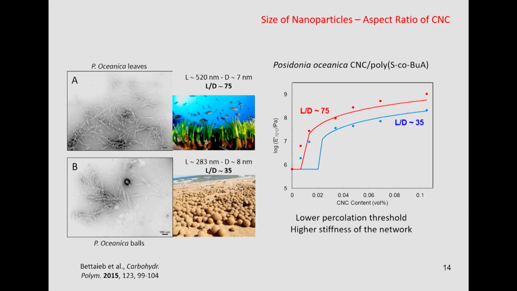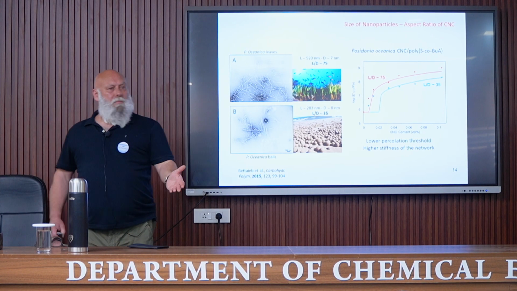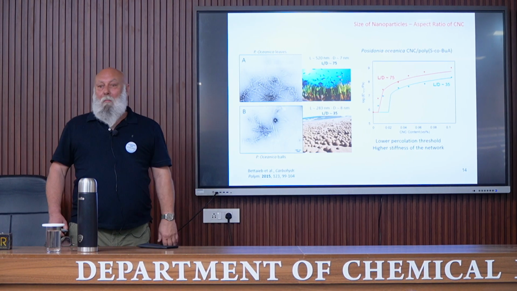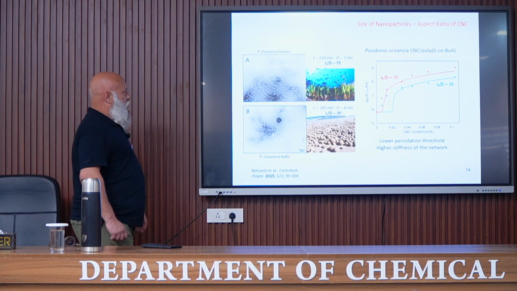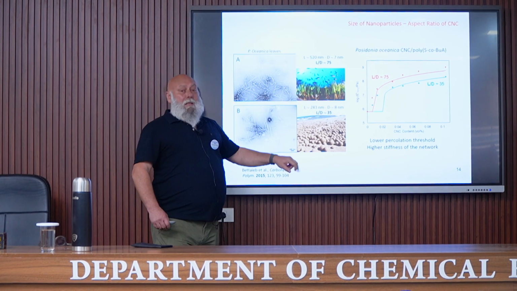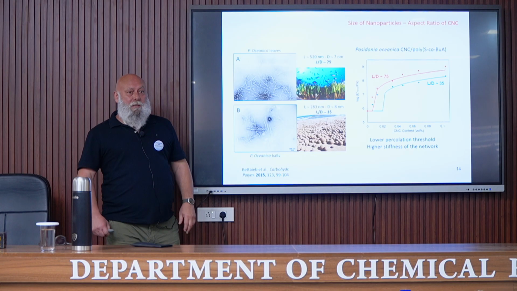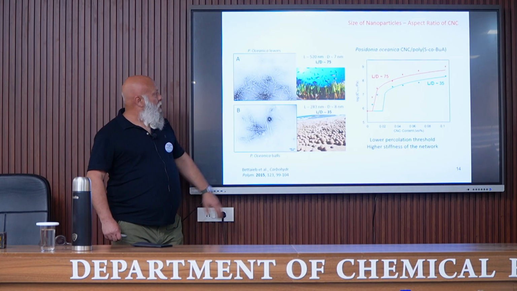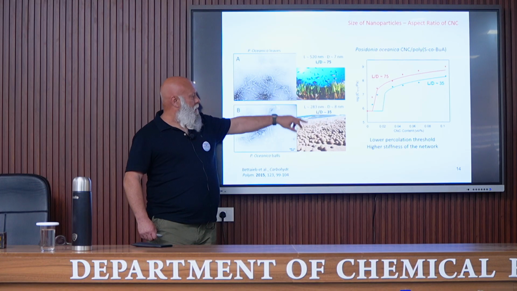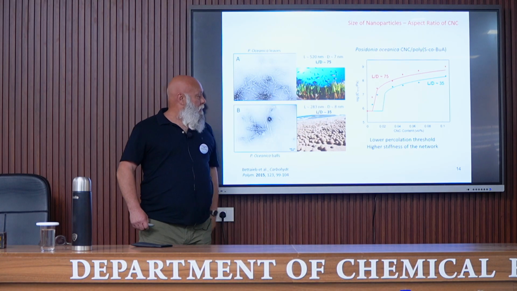First, regarding the aspect ratio. In this study, nanocrystals were extracted from Posidonia oceanica. Posidonia oceanica is this alga. I don't know if you have it in India. In this case, it comes from Tunisia. And it can also accumulate in the form of balls in the dry state on the beach. And so nanocrystals have been extracted from the fresh alga and from these balls.